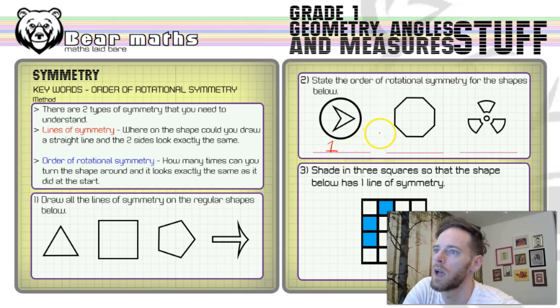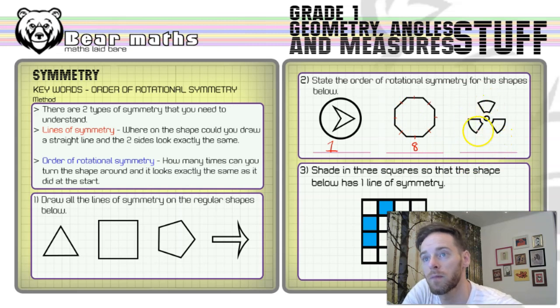Now this shape here is a regular 8-sided shape because all the side lengths are the same. If we started at this point here, there's 1. If we turned it to the left, that bit was at the top, it would still look exactly the same. We could do that 8 times because it's got 8 sides of the same length, therefore it has an order of rotational symmetry of 8.